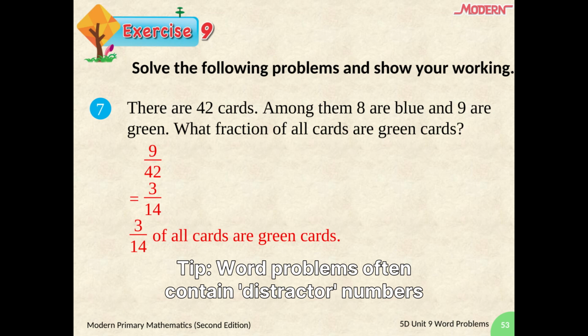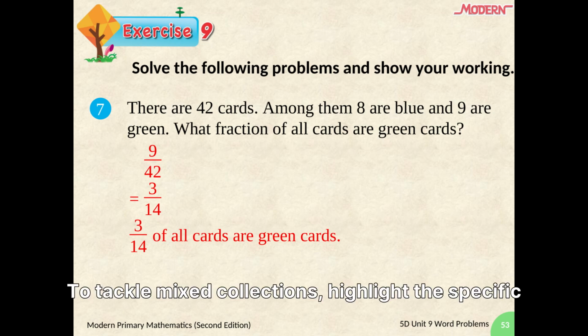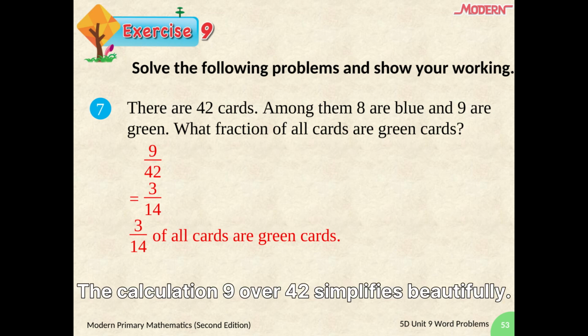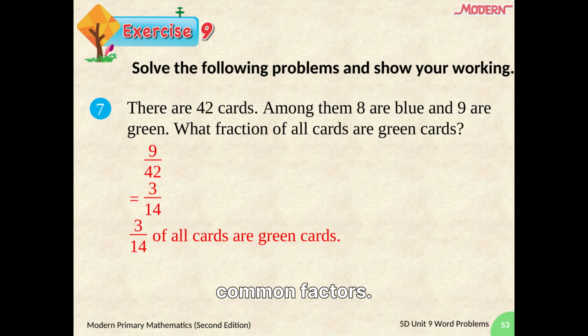Tip: word problems often contain distractor numbers like the 8 blue cards. Stay focused on what is asked. To tackle mixed collections, highlight the specific part mentioned in the question. It helps you pick the right numerator every single time. Accuracy matters. The calculation 9 over 42 simplifies beautifully. You're getting so fast at identifying these common factors.